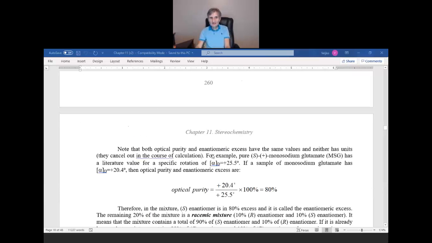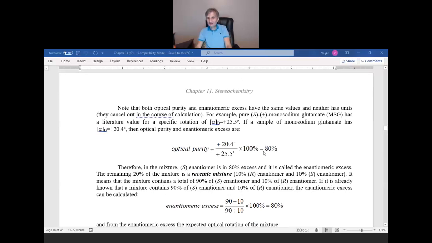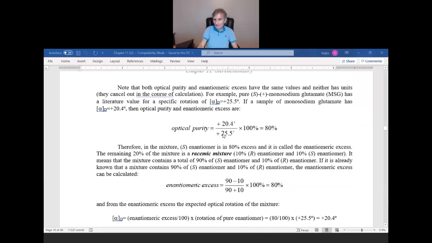So let's say we have MSG, a food additive, that has optical purity of 80%. We would take that sample of MSG, determine its optical rotation, and find it is 20.4. The pure enantiomer would have 25.5. So optical purity is 80%. What does it mean? It means that the plus enantiomer is in 80% excess, and that's what is responsible for rotation of polarized light.